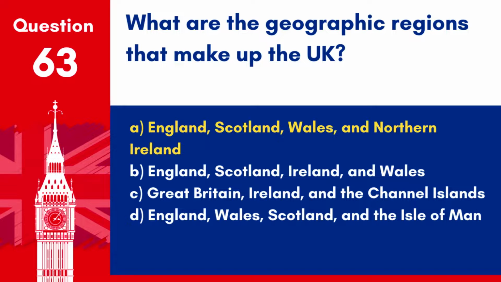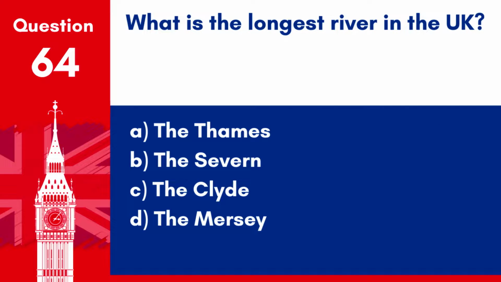Answer. A. England, Scotland, Wales, and Northern Ireland. The United Kingdom is made up of 4 geographic regions: England, Scotland, Wales, and Northern Ireland. Question 64. What is the longest river in the UK? A. The Thames. B. The Severn. C. The Clyde. D. The Mersey.